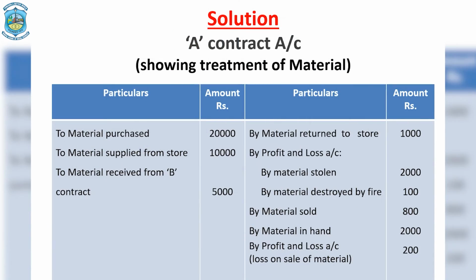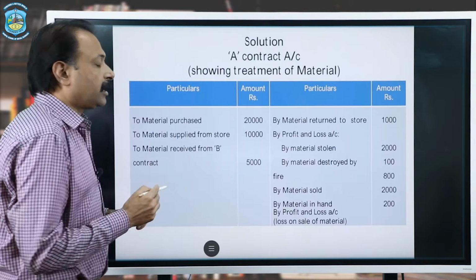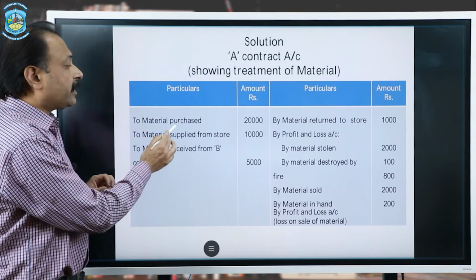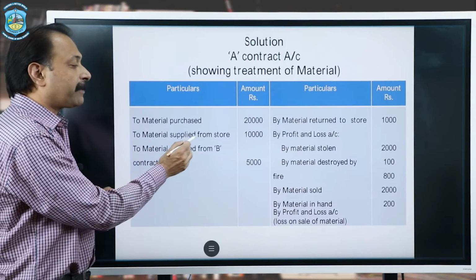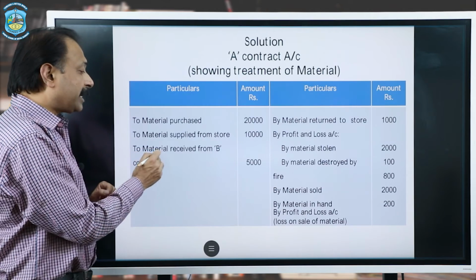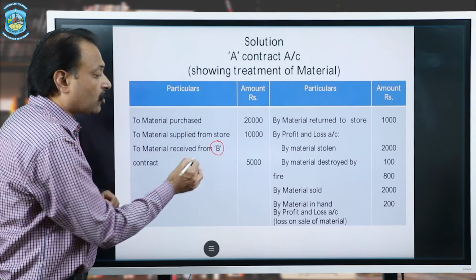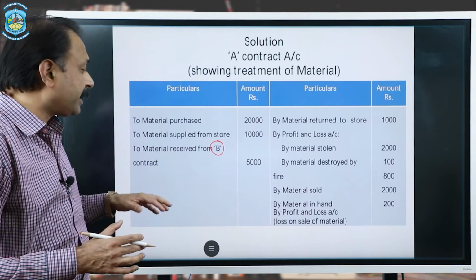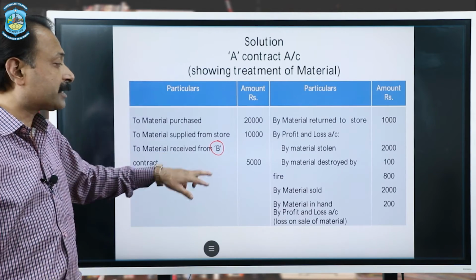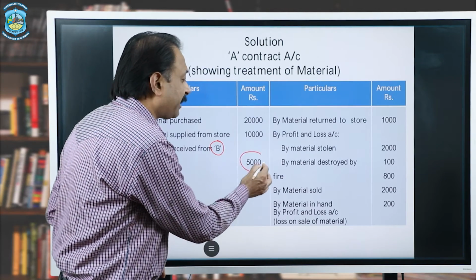In this question, we are going to deal with material: how to deal with material on a particular contract. As I told you in the previous question, all the material which we receive will come under the debit side. So as per the information, we have to make this solution: A contract account showing treatment of material. Whatever material we have received: to material purchased 20,000 rupees, to material supplied from the store 10,000 rupees, to material received from B contract. That is another contract of the same contractor, and we have received material from another side that we call B side. The amount of material received from another side is 5,000 rupees.